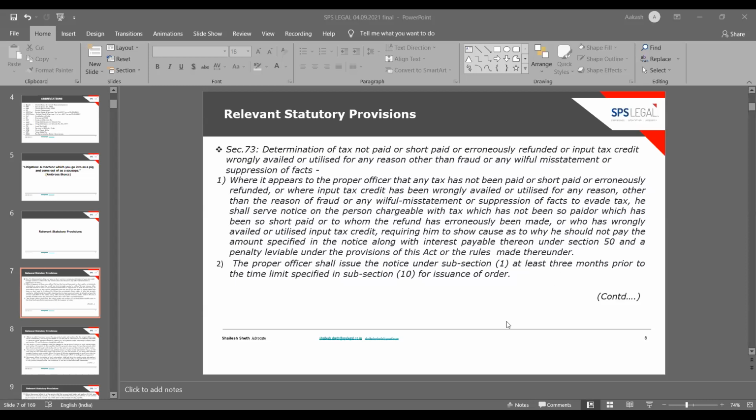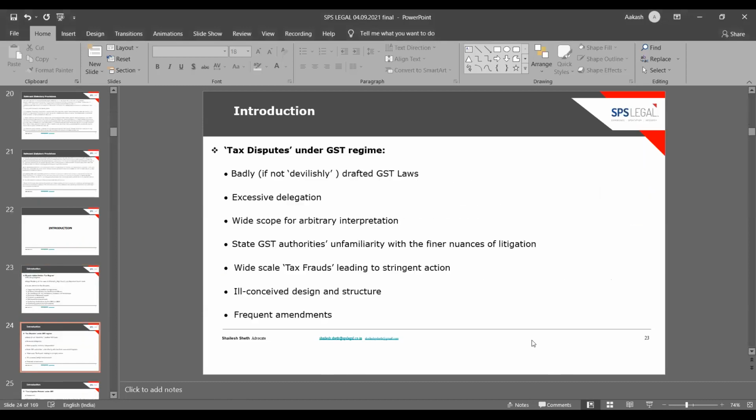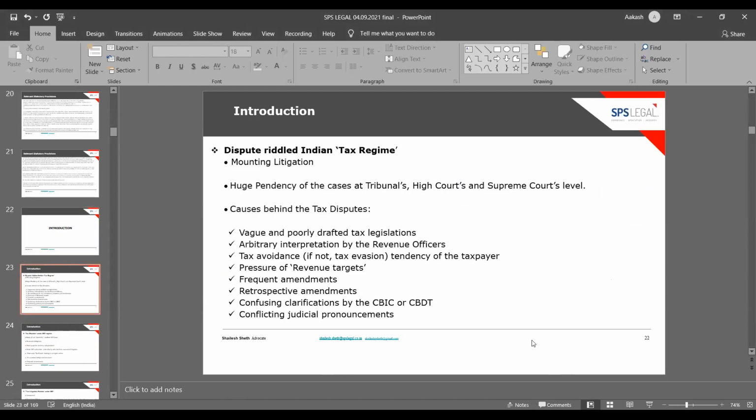I'll come straight to, friends, show cause notice. All the tax laws, be it direct tax laws or indirect tax laws, have never been immune from litigation. Litigation has been the bane of the tax laws particularly, though it may be a boon for the taxpayers and maybe a boon for the tax professionals.